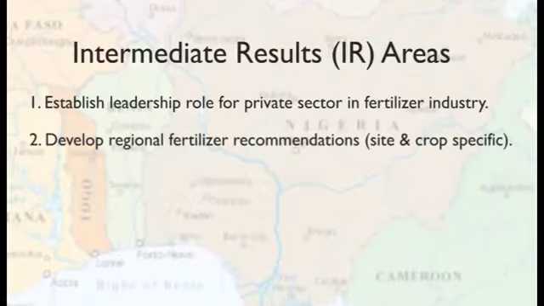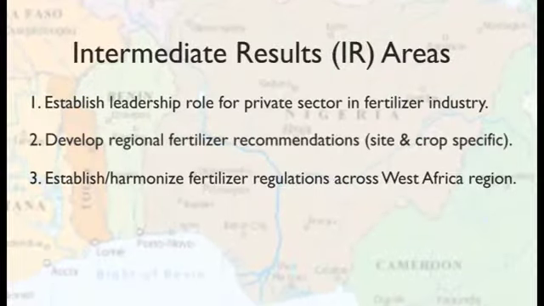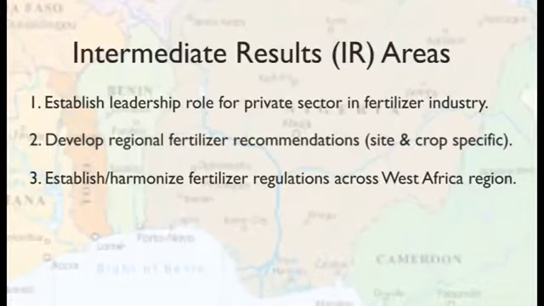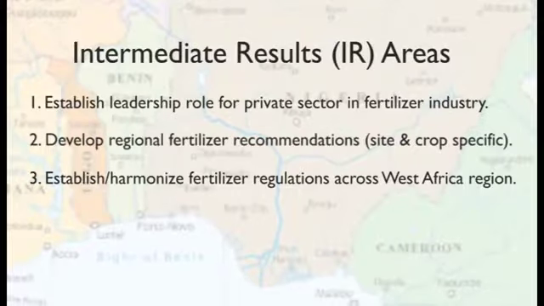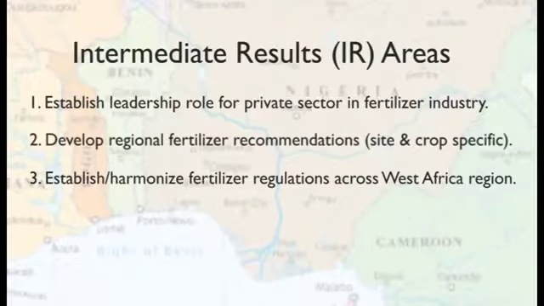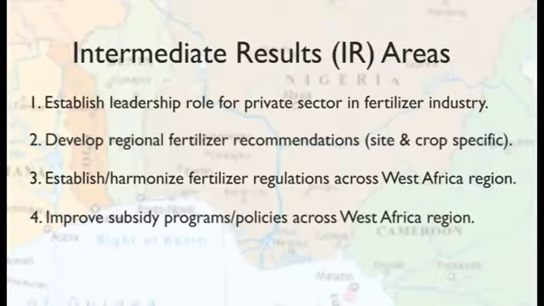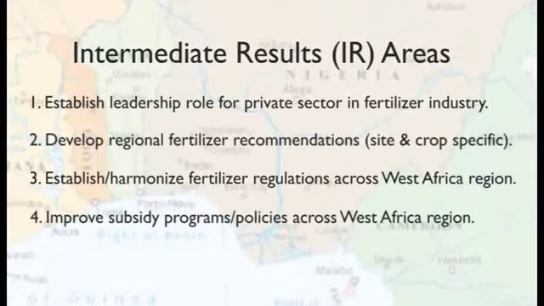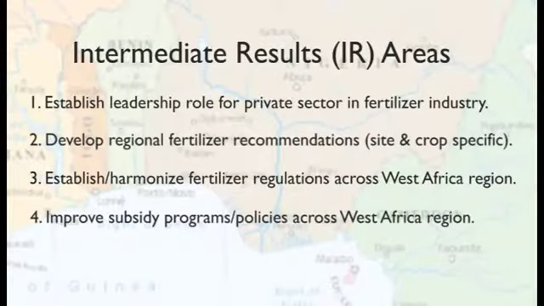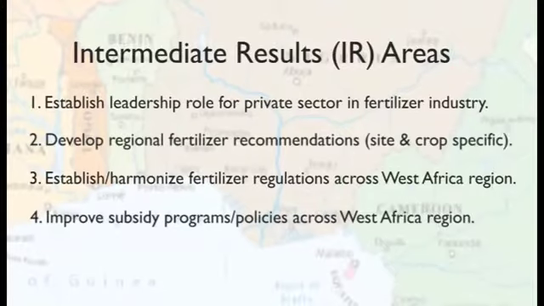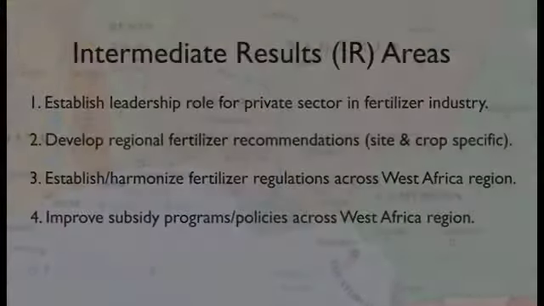The third area is in terms of regulations, and what we're looking at particularly there is the regulations that will help improve the quality of fertilizer both within countries and for trade between countries across the region. The fourth area is in terms of subsidy policies and programs. Since most countries in the region have subsidy programs, it's a very important component, and we are trying to make sure they become smart subsidy programs.